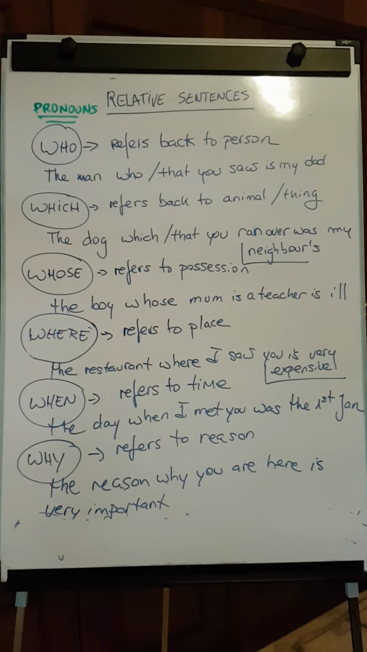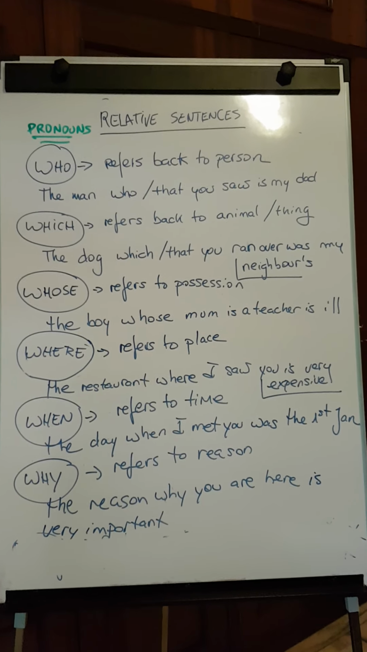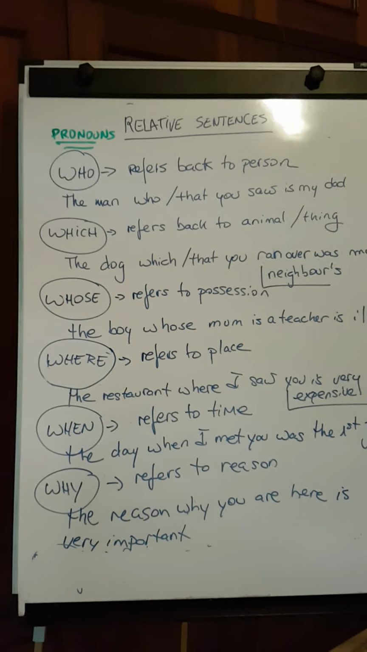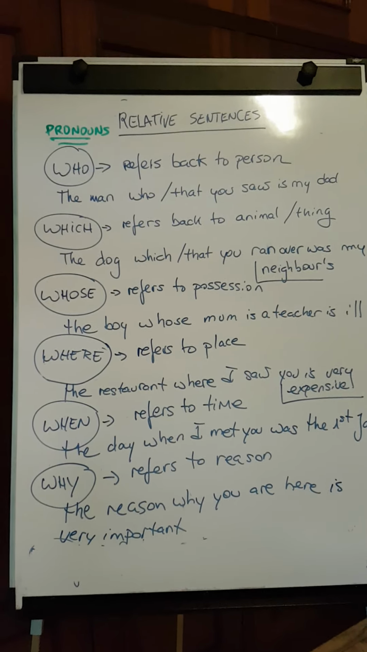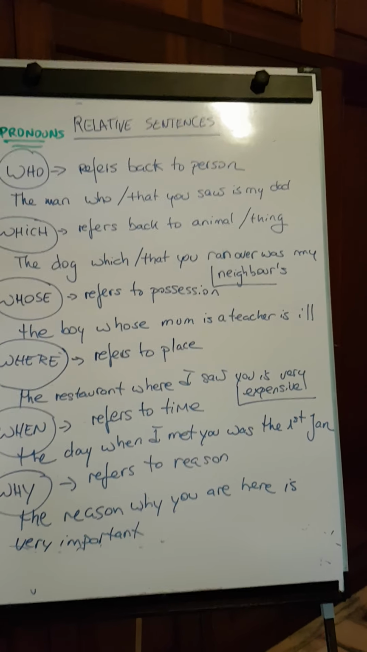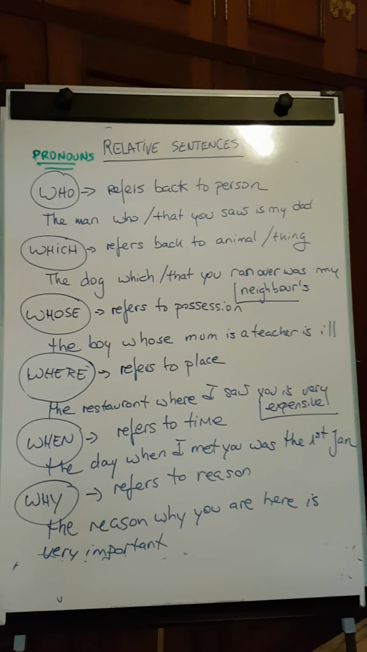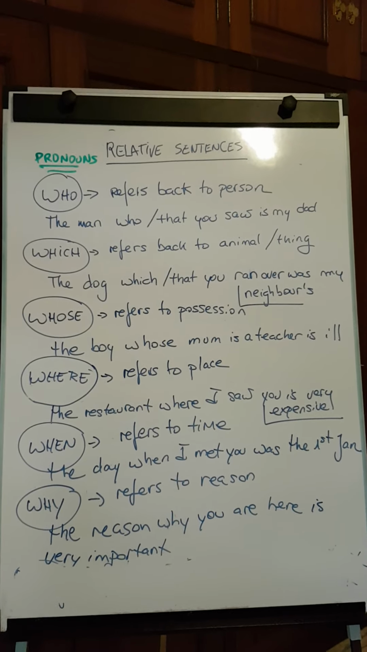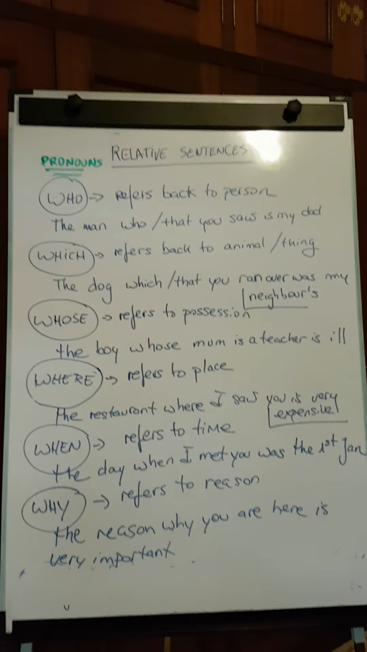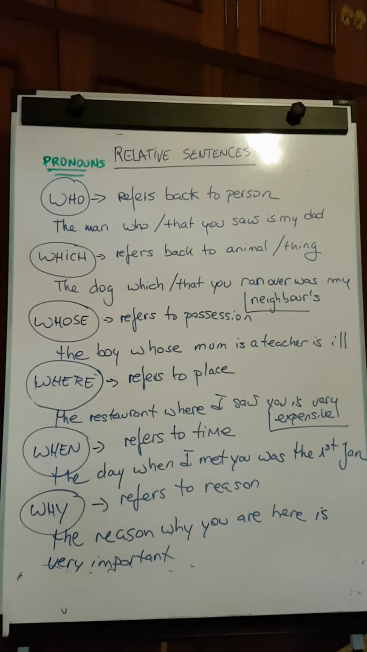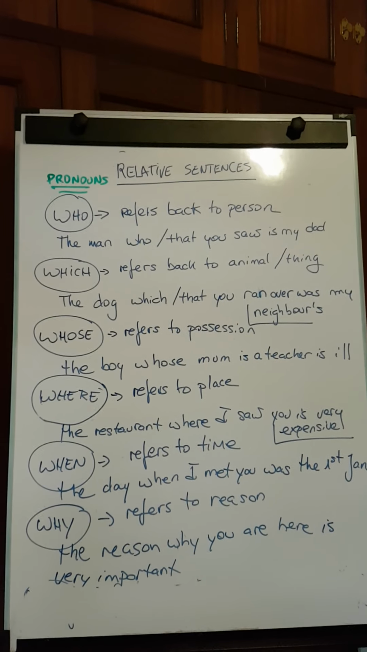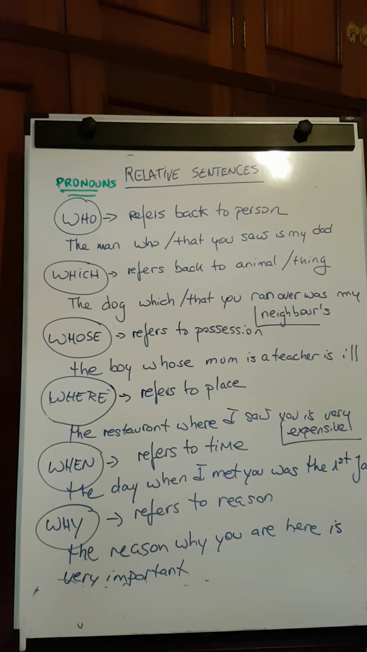In English, like in Spanish, we have relative sentences. First, you need to know what a relative sentence is. A relative sentence is like, for example, a big adjective, an adjective that always has the position after the noun it refers back to. And this type of adjective has the form of a sentence. It's a real sentence.